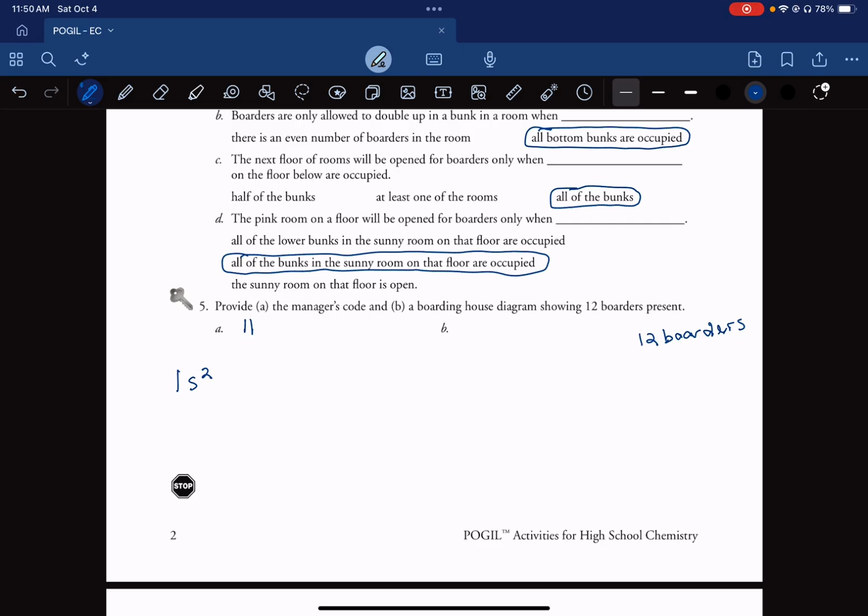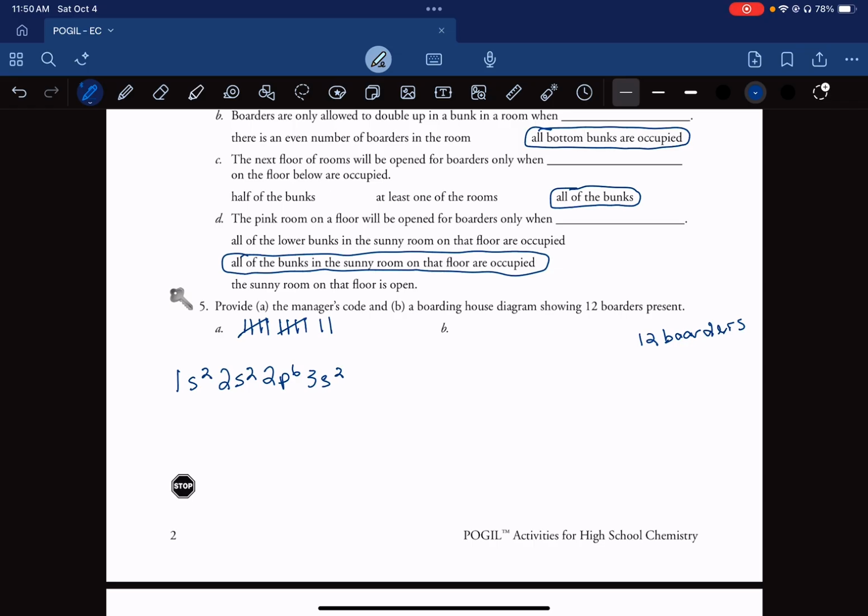All right, that's going to be two. And now I'm going to go to my second floor, sunny room, two boarders. So now I have four boarders, but I need 12. So now we're going to be able to fill up our pink room, and we can put six people in that pink room. So let's go one, two, three, four, five, six, and now we have 10. And now we're going to have to open up that third floor because all of the lower floors are full. And so we have our third floor, sunny room, and we are going to put two people there. All right, two people. So now we have the manager's code.